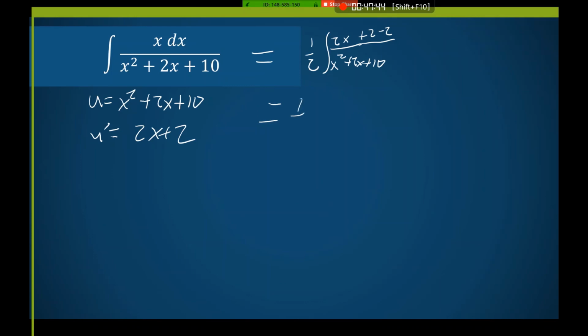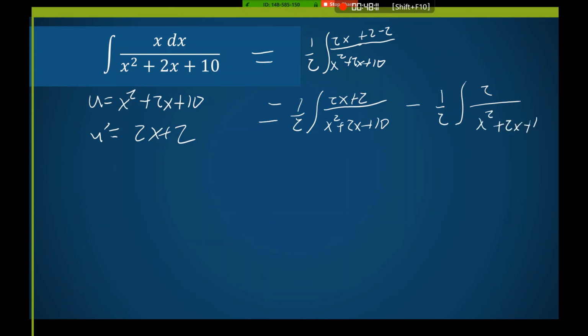So this will be 1/2 times the integral of 2x plus 2 over x squared plus 2x plus 10, minus 1/2 times the integral of 2, so that was my minus 2, over x squared plus 2x plus 10. Now, because I was already multiplying by the 1/2 times everything on the inside, I did have to distribute that 1/2 into both of these integrals. This negative comes from the -2. Any questions on our split?